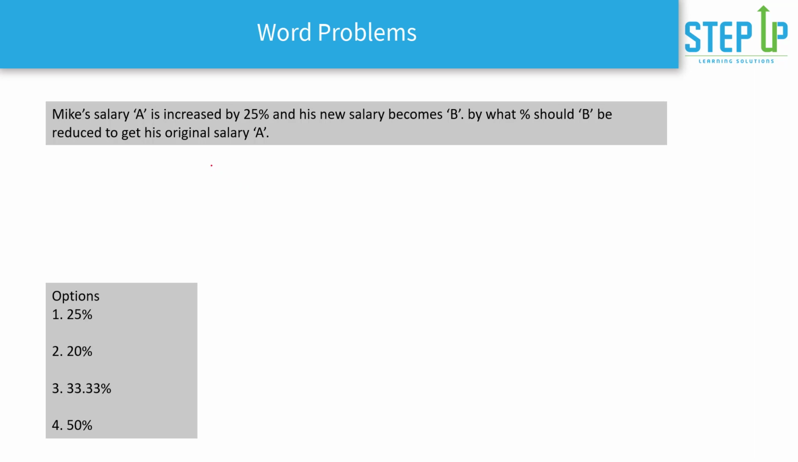So the first question: Mike's salary A is increased by 25% and his new salary becomes B. That means Mike's salary has become from A to B. There is a 25% increase. Now we are saying if you want to reduce his salary to get to the original salary A, by what percentage should I reduce? So 25%, isn't it? Absolutely wrong. No, if you remember initially I had discussed with you, the base has changed. So we have to be very careful around these questions, very basic.